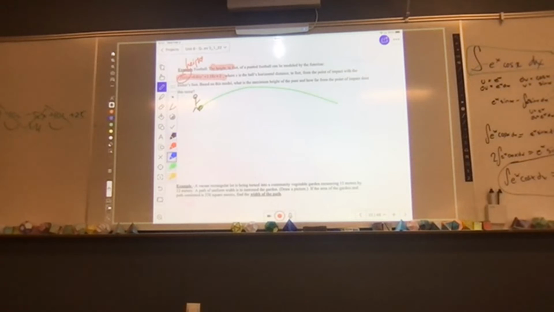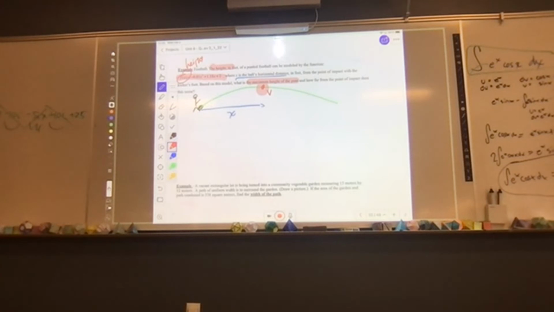Okay. X is the horizontal distance, so that means X is this distance here. It's distance in feet. Now, based on the model, I am looking for the maximum height of the punt. So if I'm looking for the maximum height of the punt, what point on this graph am I looking for? I am looking for the vertex. That's basically what it comes down to.